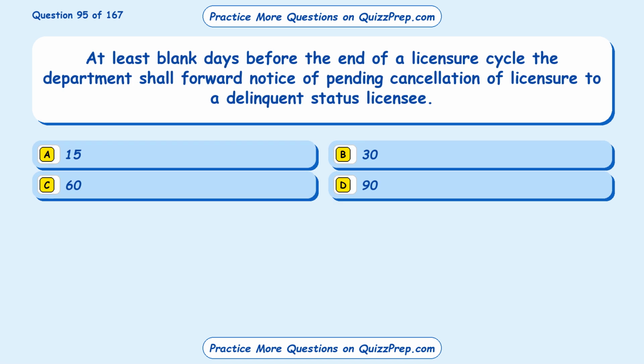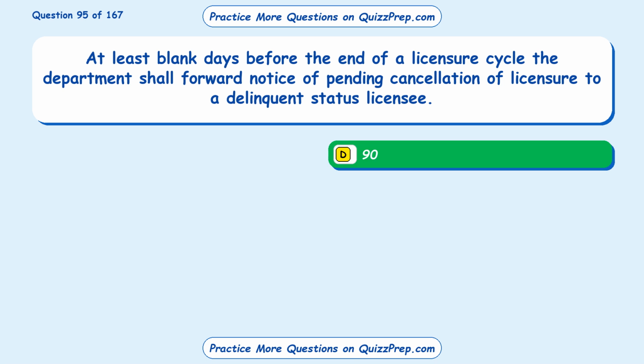Question 95. At least blank days before the end of a licensure cycle, the department shall forward notice of pending cancellation of licensure to a delinquent status licensee. Option A, 15. Option B, 30. Option C, 60. Option D, 90. The correct answer is option D, 90. 90 days.